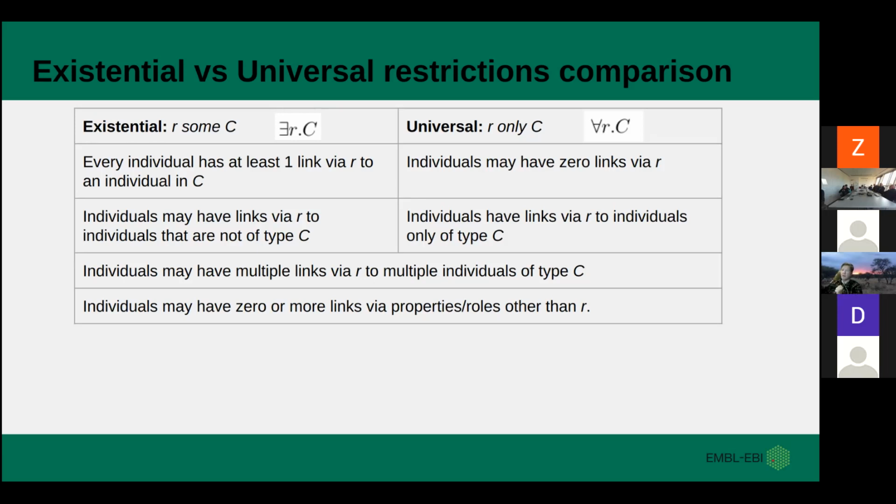So if I have a property called P, this existential restriction doesn't say anything about that. This is only about R or object property R.